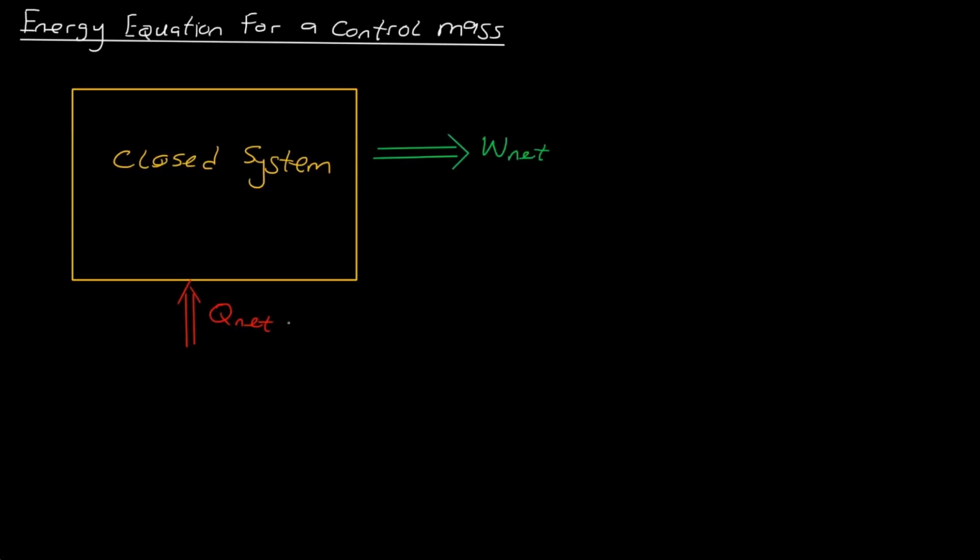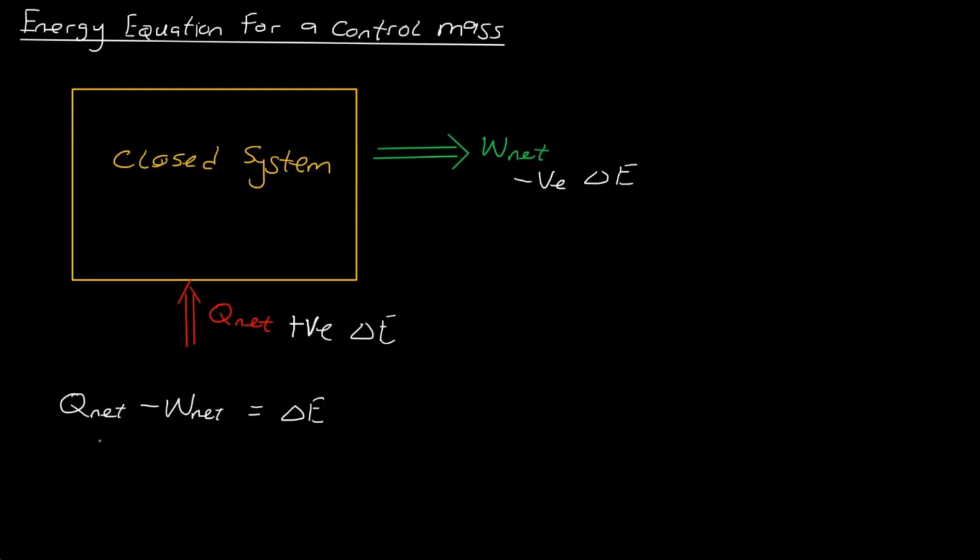So we can write an equation to account for the energy flow. If an amount of heat, Q net, flows into the system, we have a positive change in energy. And if an amount of work, W net, is output from our system, we have a negative change in energy. So we can write Q net minus W net equals delta E, which is the change in our total energy.